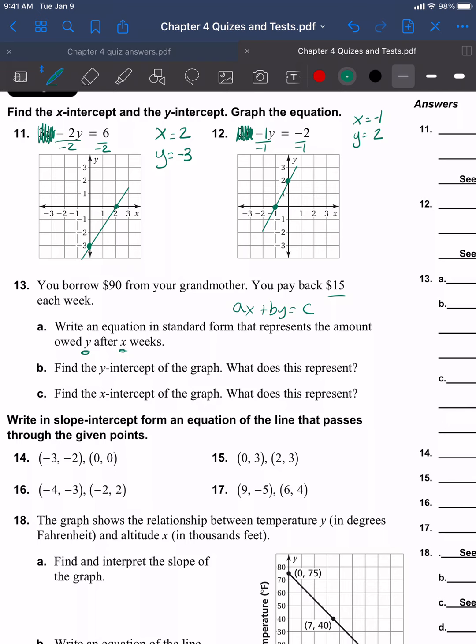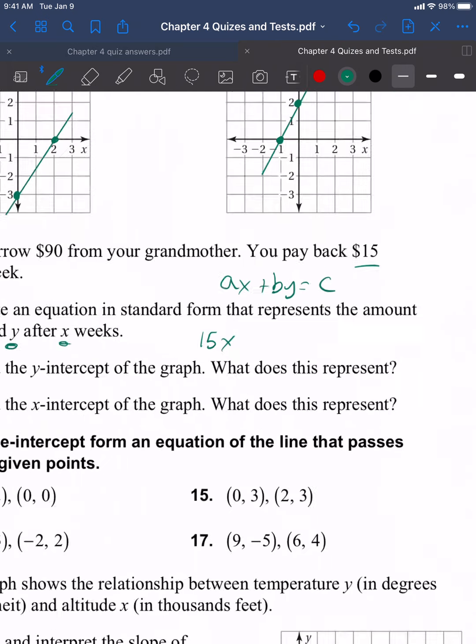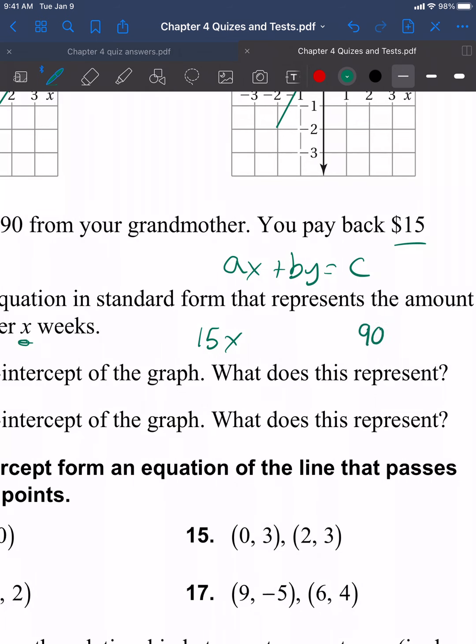Interesting, right? Do I know how many weeks? No, it's X, right? But do I know how much money I pay every week? It's $15 for every week. Okay. How much money do I owe her? 90. Okay. So write an equation in standard form that represents the amount owed, which is y, after X amount of weeks. What do you guys think I should do? I know I've got to get her $90, right? Isn't it going to be 15x equals y, which is $90?